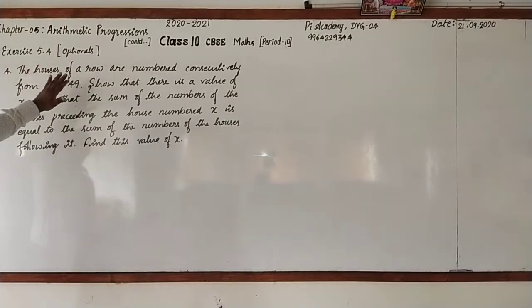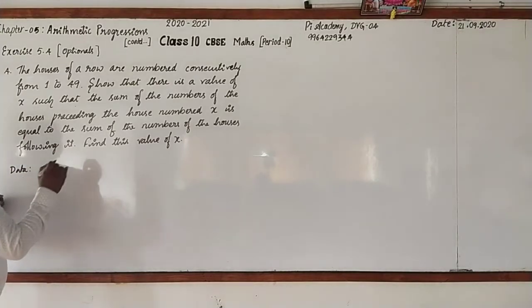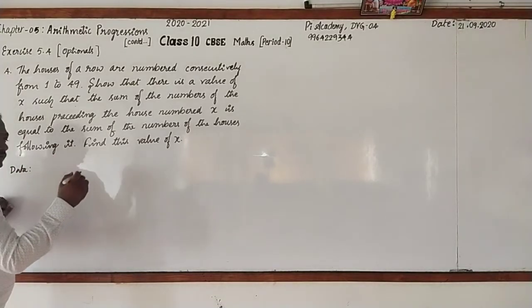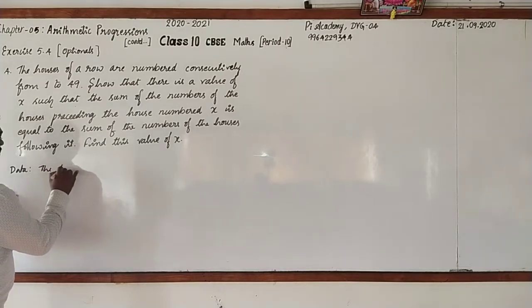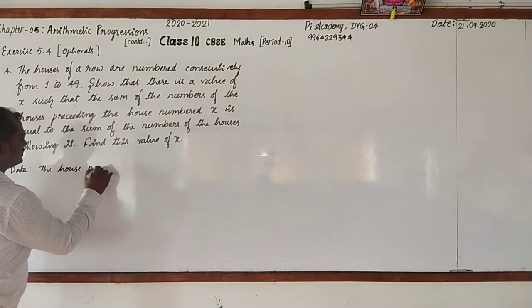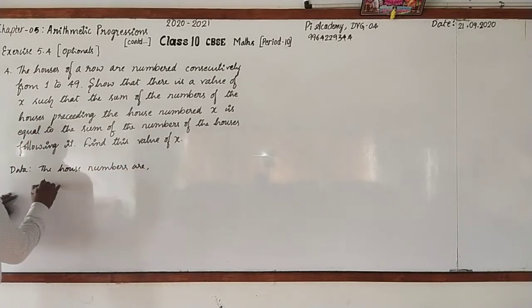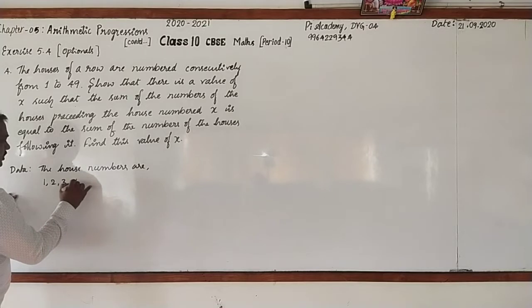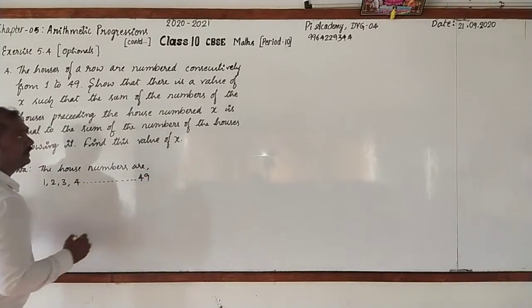The houses of a row are numbered consecutively from 1 to 49. Here just I'll write. Look here. You can write it later. They are given the house numbers from 1 to 49. The house numbers are what? 1, 2, 3, 4, 5, 6 and so on up to 49.